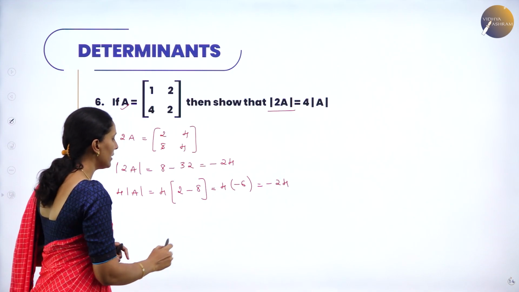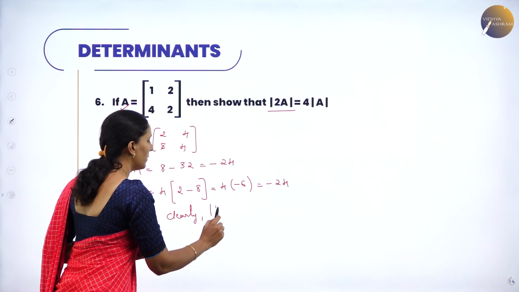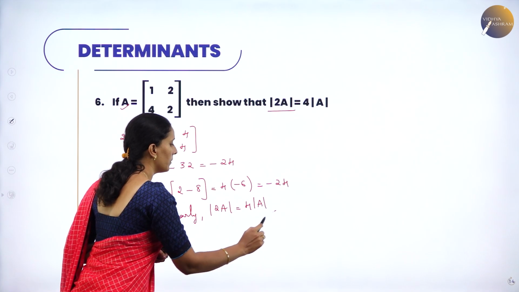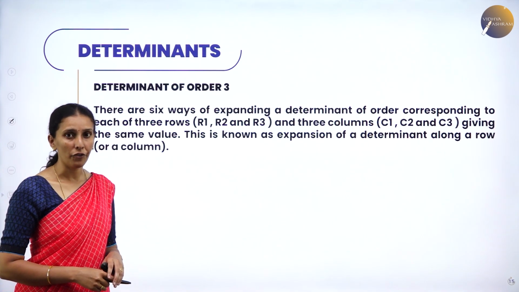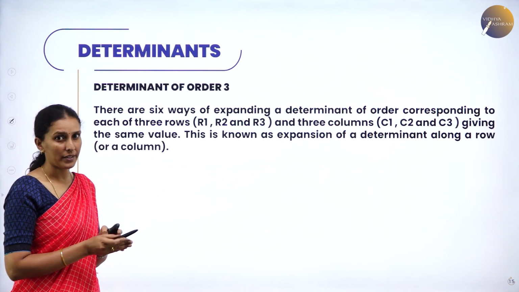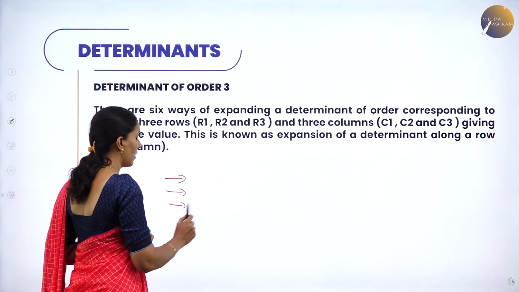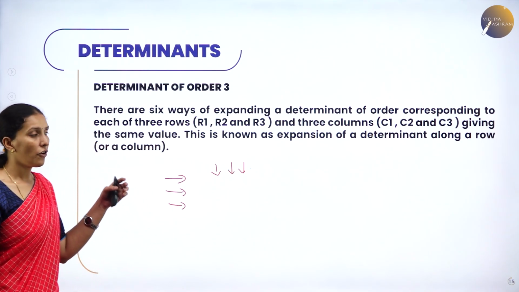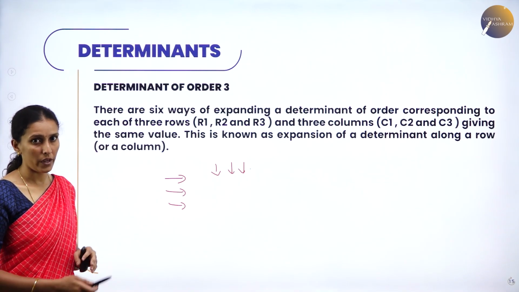So we can clearly see here determinant of 2A is equal to 4 times determinant A. Next, let us study the determinant of order 3. So the determinant of order 3 has 6 ways of expansion since it contains 3 rows and 3 columns. So the process of expanding this determinant can occur in 6 ways.